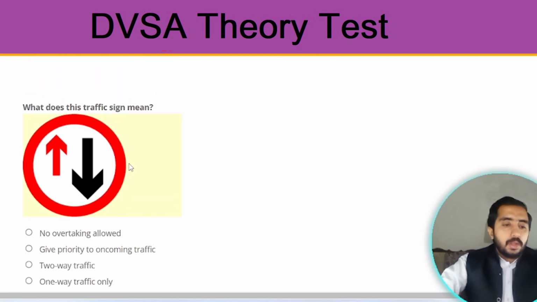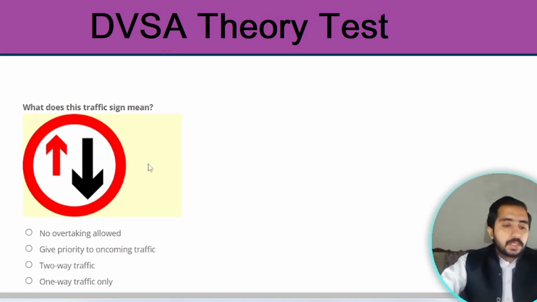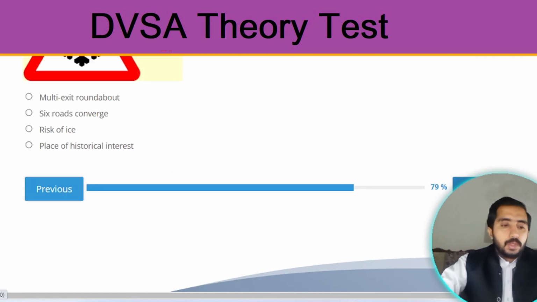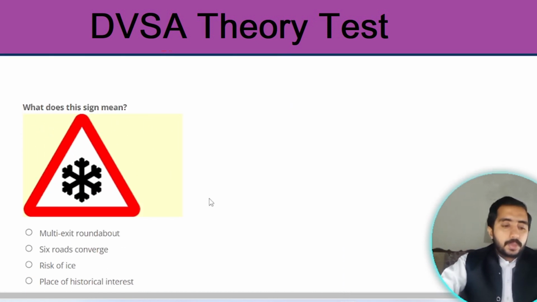Next, this traffic sign is represented by give priority to oncoming traffic. This symbol is represented by risk of ice. Option C is the correct one.